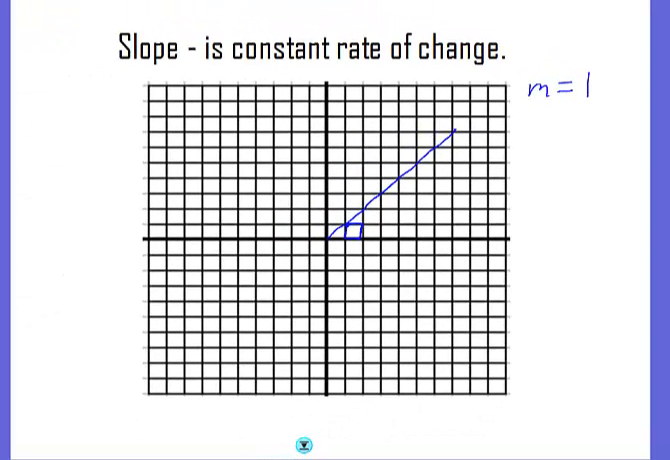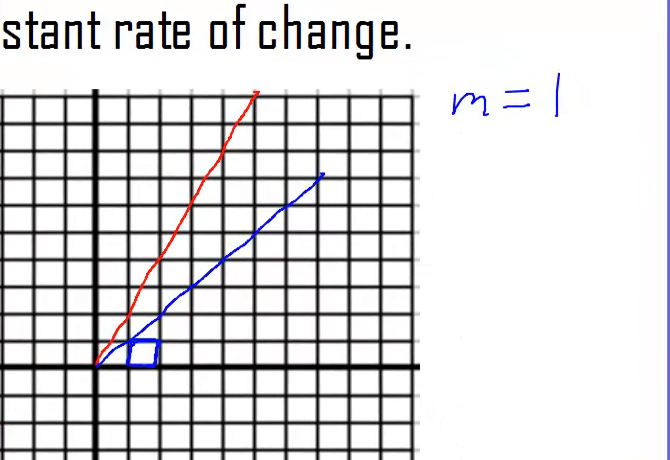Now, I'm going to graph a red line that's going to have a slope of 2. Again, I'm going to draw another box that's going to hold it up. So now if we look here, for our red line, we have 2 boxes holding it up. So for the red line, the slope is 2.